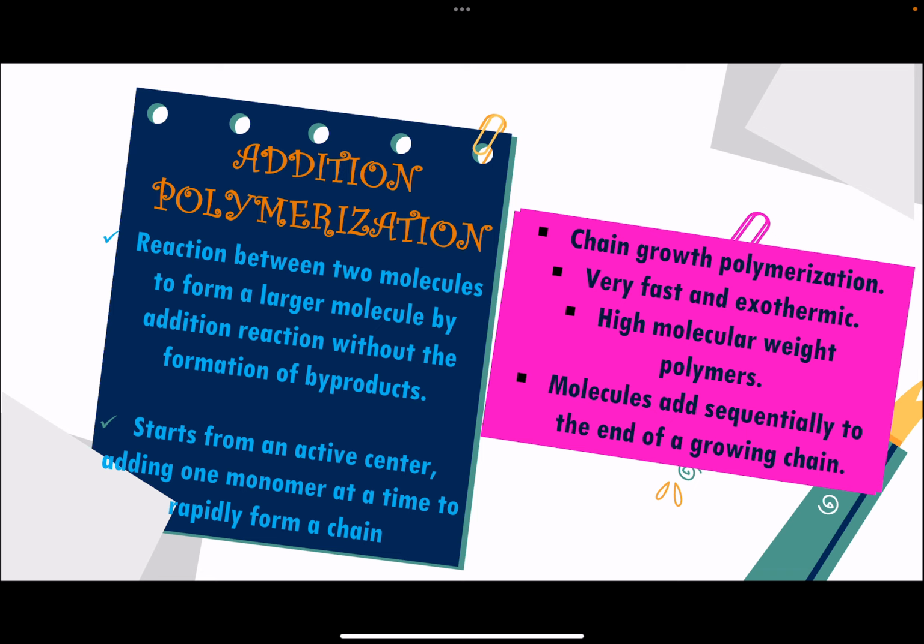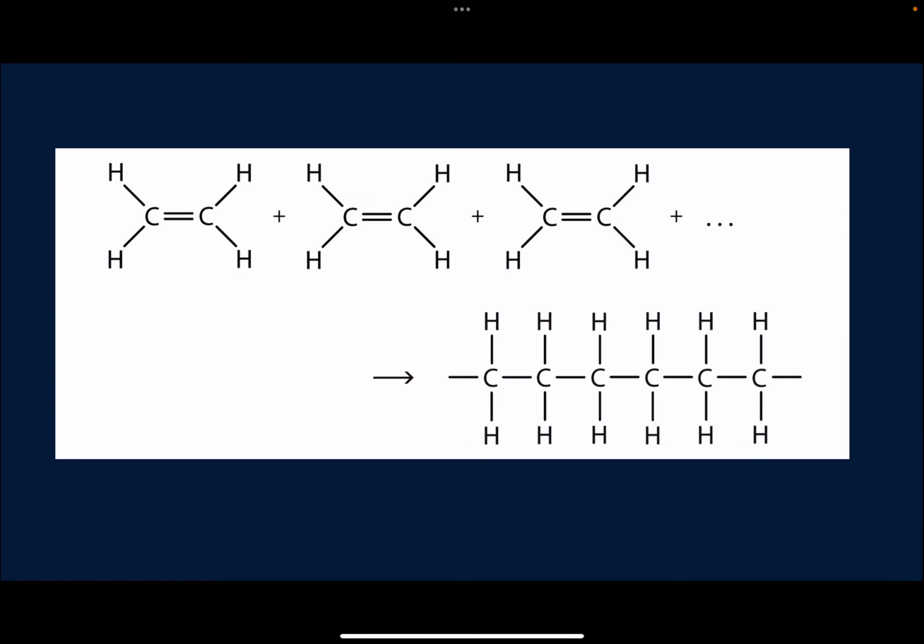Moving on to addition polymerization. Here, the reaction between two molecules is to form a larger molecule by addition reaction without formation of any byproducts. It starts from an active center and adds one monomer at a time to rapidly form a chain. This is also known as chain growth polymerization. It is very fast and exothermic. It has high molecular weight polymers as the resultant, and molecules are added sequentially to the end of the growing chain. Here you can see an example of the same.